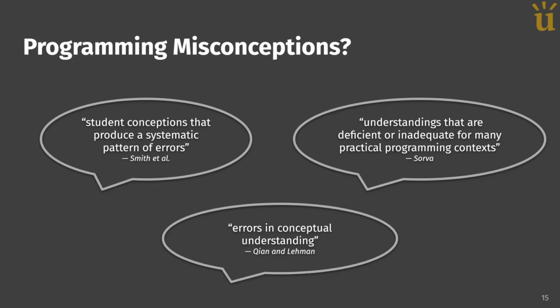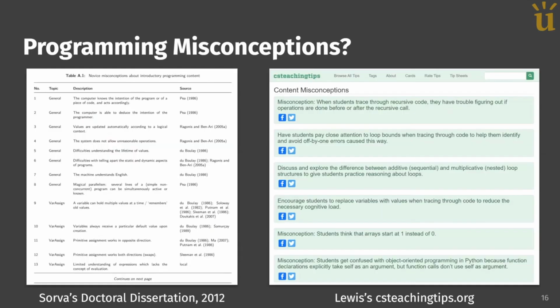Now, if you look at those definitions, you will probably see that there is not a clear cut between what is actually a programming misconception and what is not. And indeed, people, based on their definitions, have come up with their own lists of misconceptions. These are the 2 most popular ones. The first one is from Sorva's doctoral dissertation, 2012, and it's probably the biggest list with references to the literature that contains and describes all known programming misconceptions.